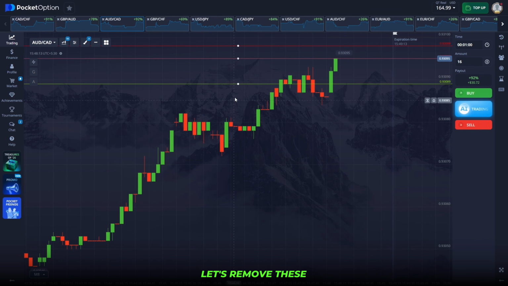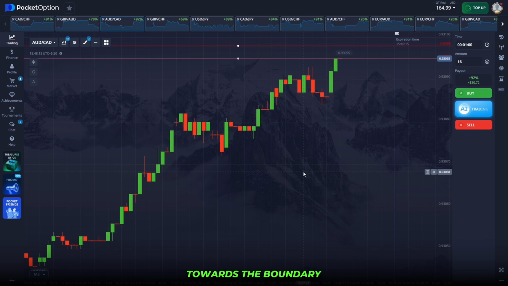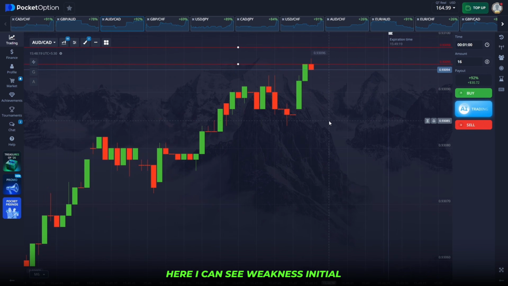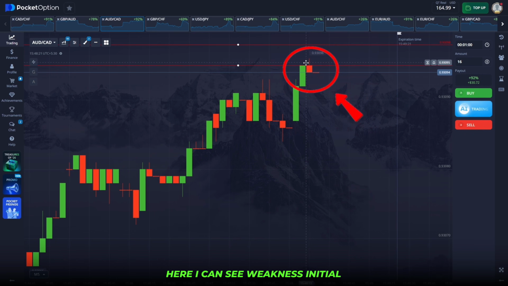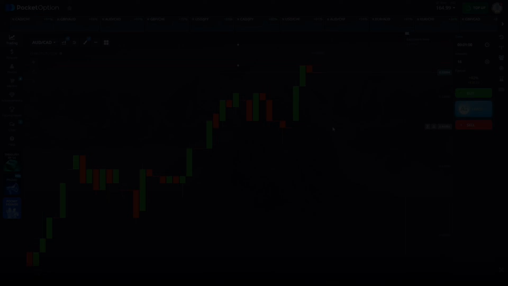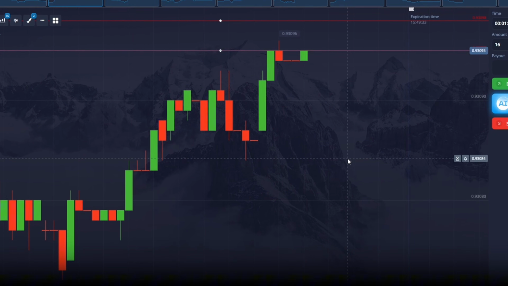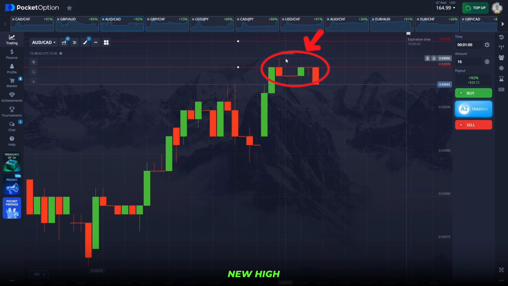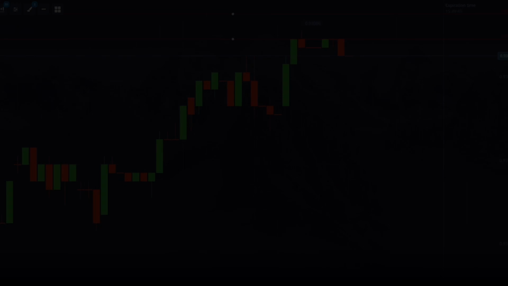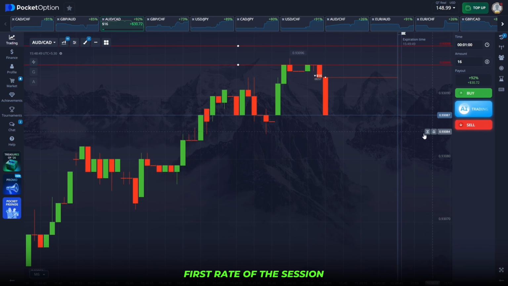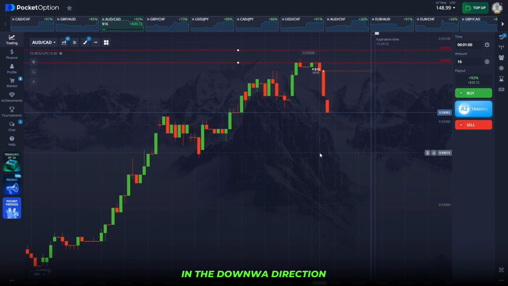Okay, let's remove these levels. Price is approaching towards the boundary. And now let's focus here. I can see weakness, initial rejection from the sellers, which is a good sign, but no strong candle till now. Price failing to create a new high. Yes, this is a confirmation. I have placed the first trade of this session in the downward direction.